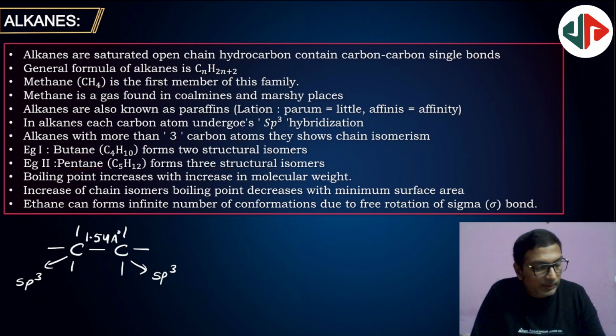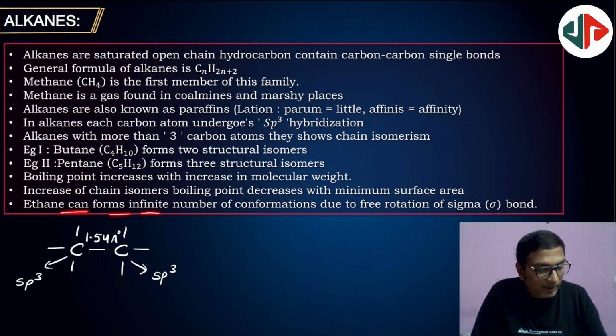Next, boiling point increases with increase in molecular weight of alkanes. With increase of chain isomers, boiling point decreases with minimum surface area. That means as the branching increases, boiling point decreases.